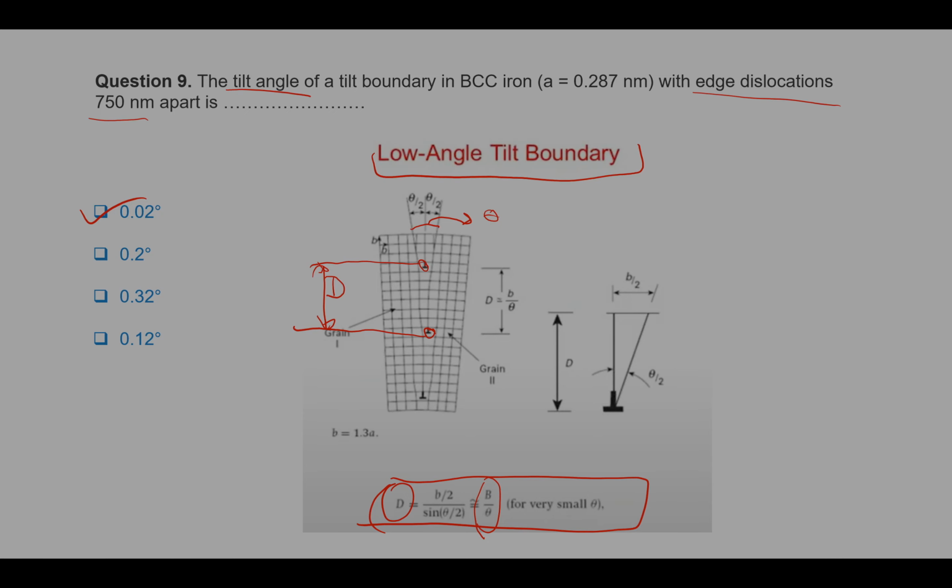One thing also for BCC, the b value is given here that you have to mention. Instead of this formula, we have to keep this only. So we just have to keep these values here. The answer will be sine theta by 2 is equal to b by 2D. And that's how we can calculate the tilt angle of the tilt boundary.